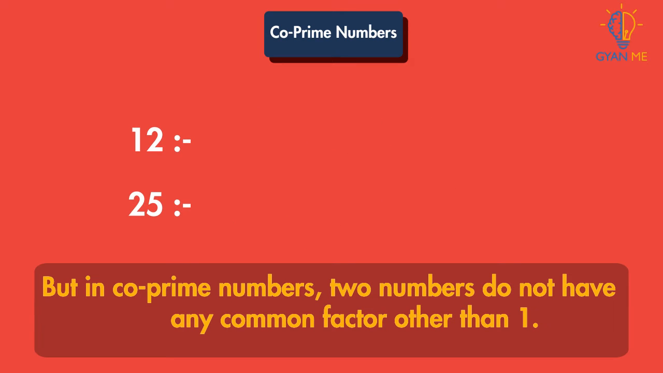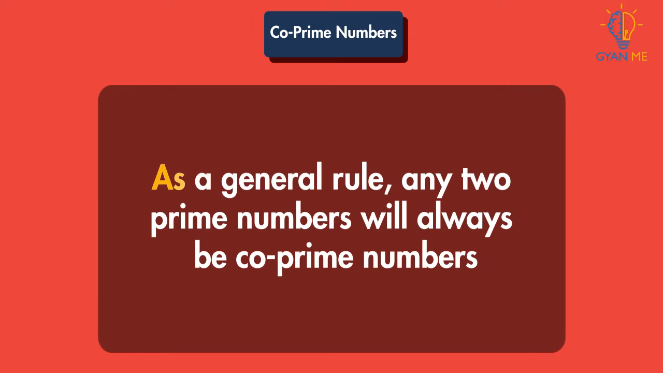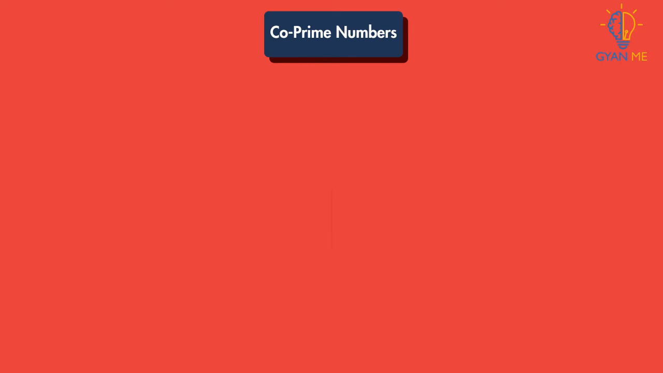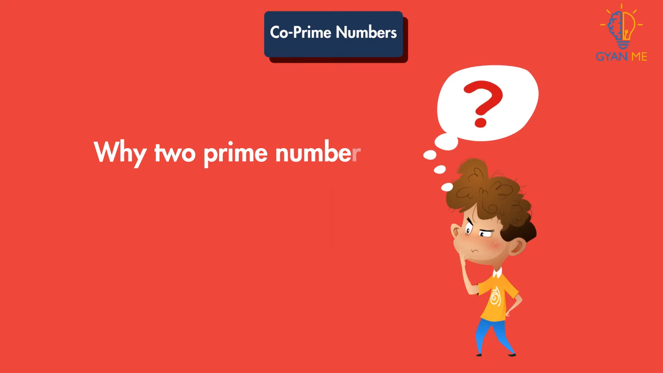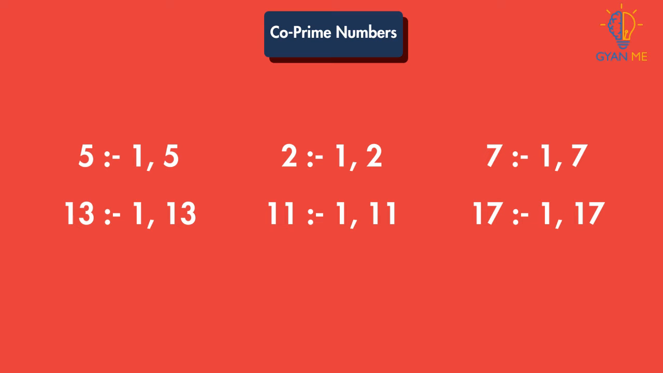For example, in 12 and 25, factors of 12 are 1, 2, 3, 4, 6 and 12, while of 25 are 1, 5 and 25. Thus, the only common factor between these numbers is 1. So they are coprime numbers, even though none of them is a prime number. As a general rule, any two prime numbers will always be coprime numbers. Students, you must have understood why two prime numbers are coprime numbers. Yes, you are right, because two prime numbers have only one common factor, that is 1 only.